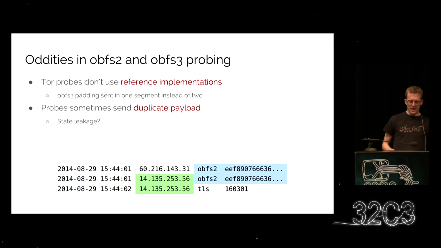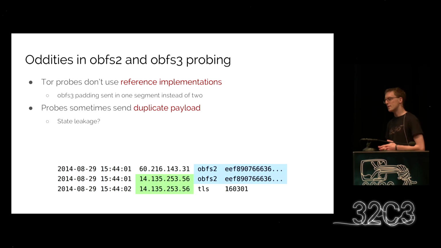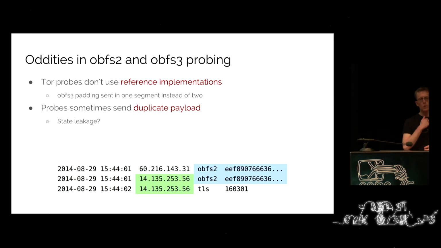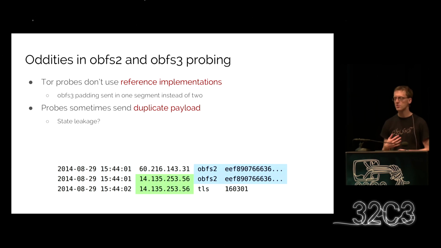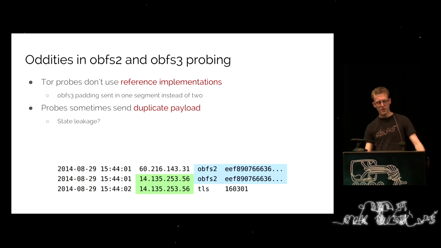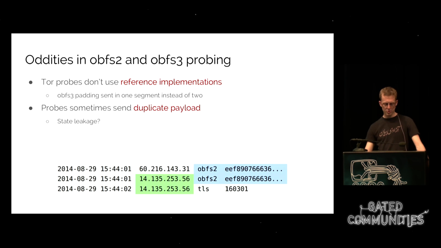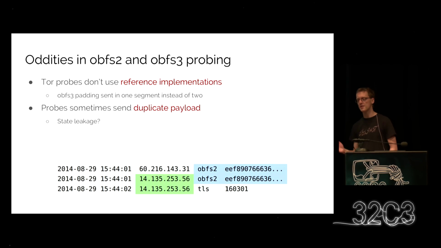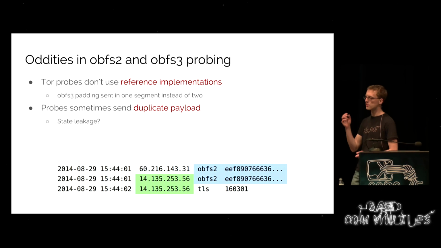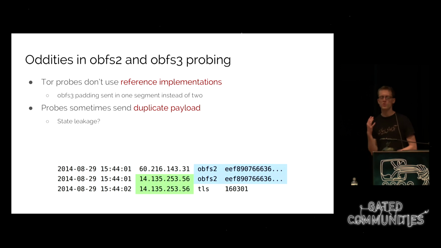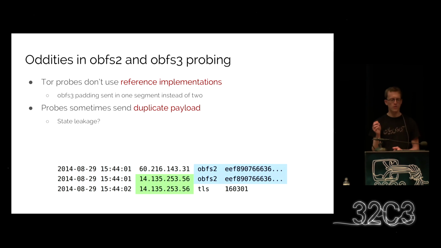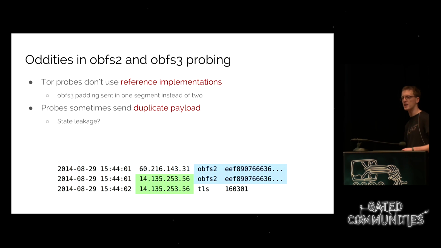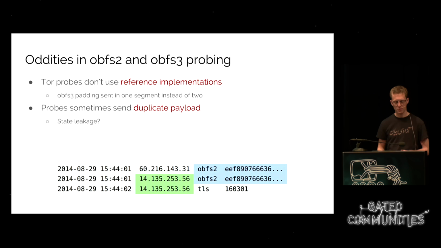And what we find are things like the padding that is being used in OBFS3 looks somewhat different. It's according to the specification, but instead of sending two TCP segments, they're just sending one. And we even found cases of duplicate payload, which you really shouldn't find in the data, because the payload is supposed to be uniformly distributed, and the odds of getting the same payload across two IP addresses, actually even for just one, should be really low. So in that case, two IP addresses showed up with an identical payload. And again, it looks like they're just leaking state all over the place.